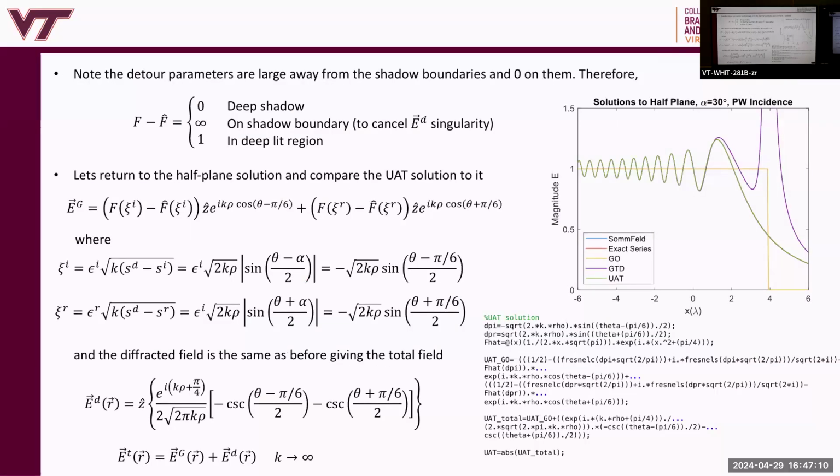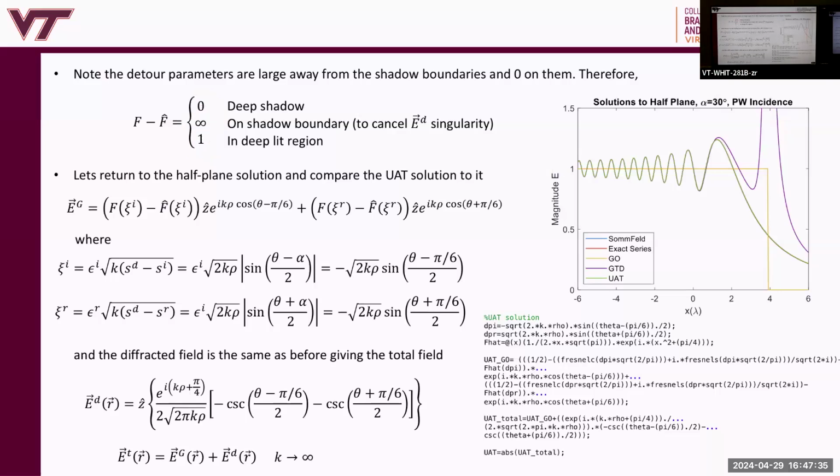But what I want to say is this f minus f hat, what are its properties? So f minus f hat is 0 in deep shadow. So way over here, 0. It's 1 in the lit region, and it's infinity along the shadow boundary. Kind of like the Fresnel function, right? So the Fresnel function, we saw these same properties, right?